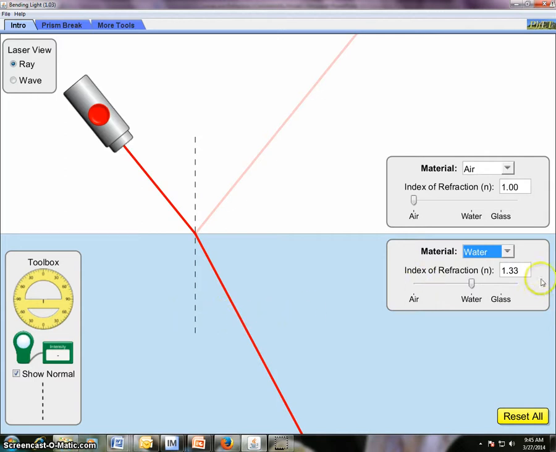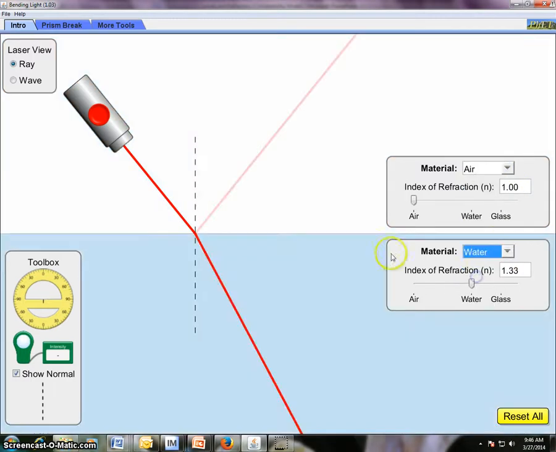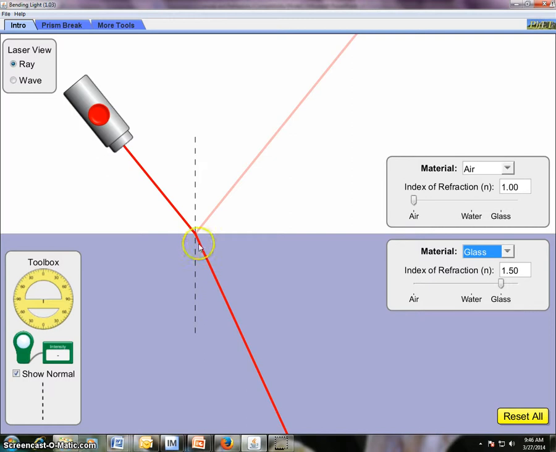the normal, right? Now if I did the opposite, let's say I went from water to air, again, remember that the light is going to start to travel faster and it's going to bend away from the normal. Now I can use water and air here, and it says water has an index of refraction of 1.33, but let's say I change it to glass that has an index of refraction of 1.55.